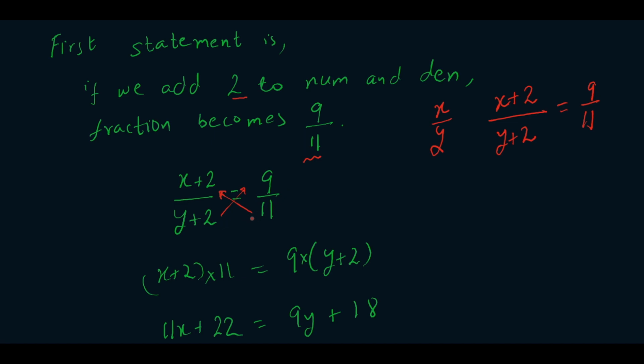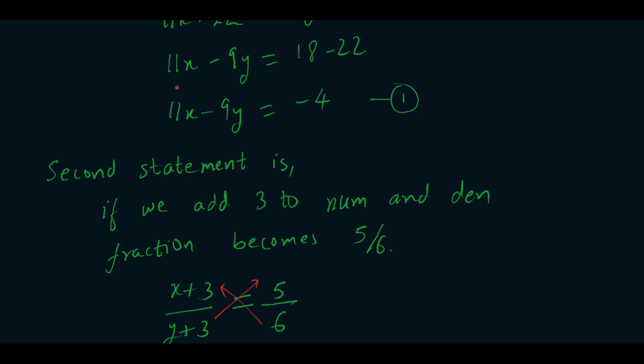Now you can multiply 11 with x plus 2 and 9 with y plus 2. So you get 11 multiplied by x plus 2 equals 9 multiplied by y plus 2. So our equation becomes 11x plus 22 equals 9y plus 18. Then 9y will come on the left hand side, it becomes 11x minus 9y equals 18 minus 22. So the equation is 11x minus 9y equals minus 4. So this is our first equation.